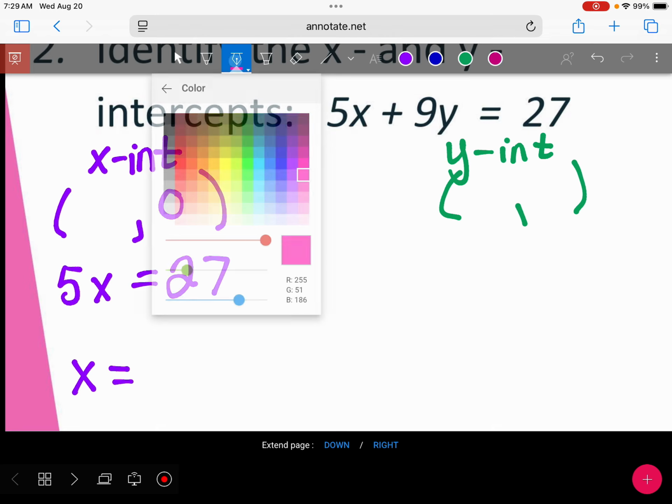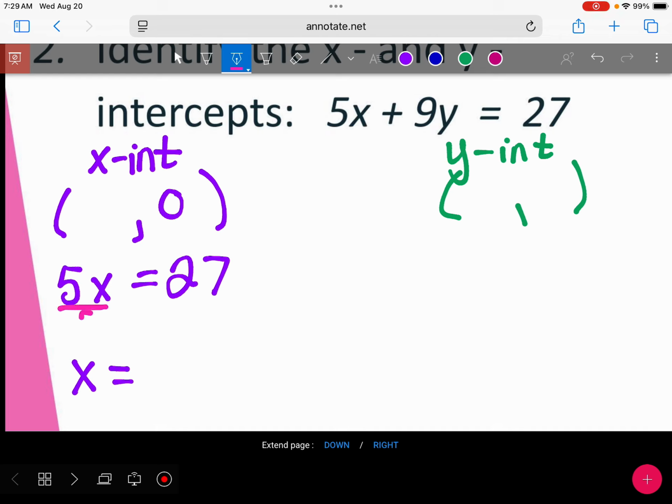Divide both sides. We're going to divide both sides by 5. So we're going to have 27 divided by 5, which is admittedly unpleasant. But we have tools. We can divide 27 by 5. And you can have it as a fraction, which doesn't simplify, or we can put it as a decimal, which would be easier to graph. And that's going to be about 5.4. So our x-intercept is about 5.4, comma 0.